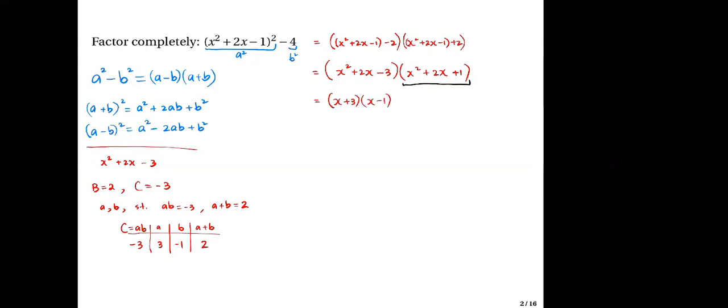Okay? And then, for the second factor, we apply the formula here. It's a perfect square trinomial. So we use this formula here, and we will get x plus 1 quantity squared. So this is the factored form of the original expression here.